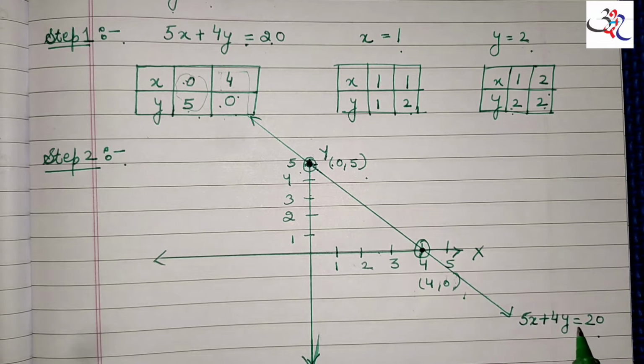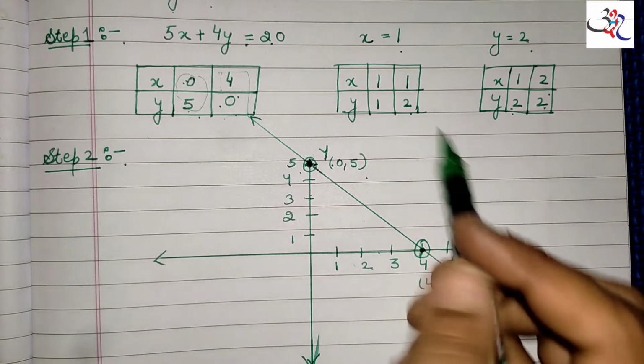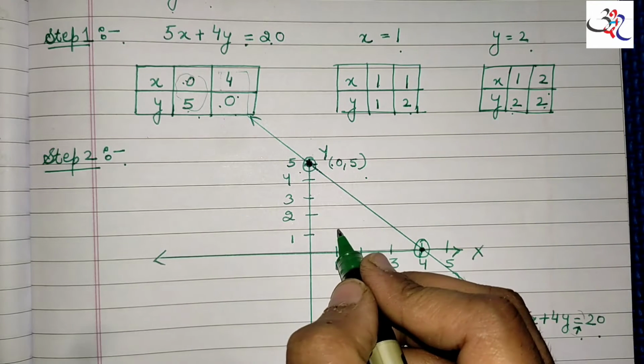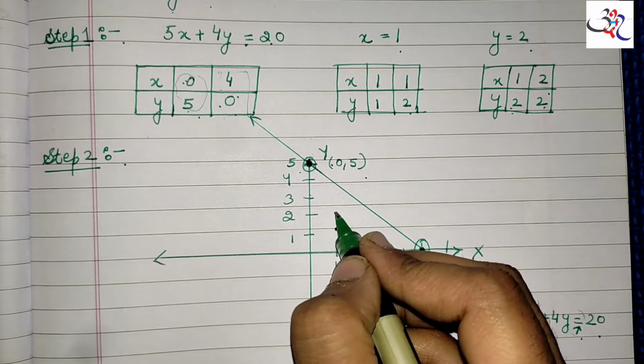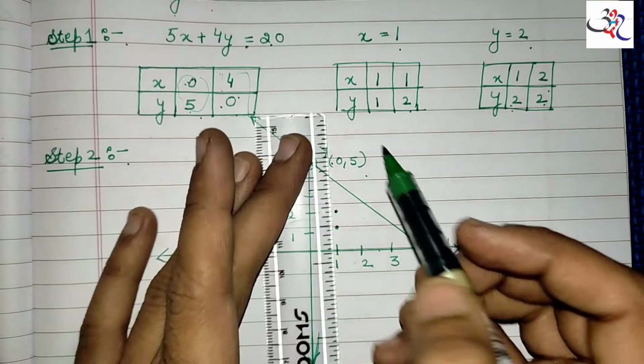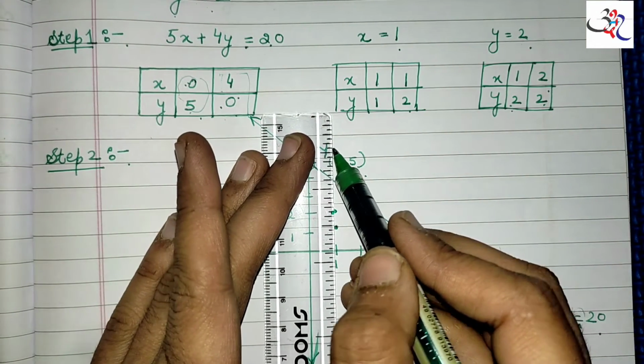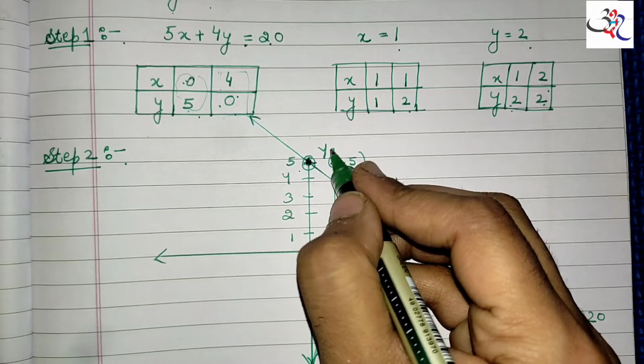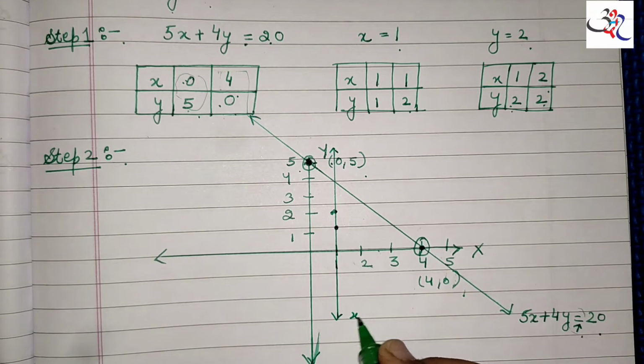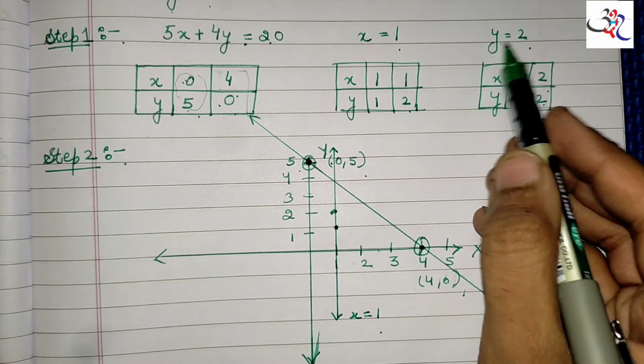Always remember, I have told you earlier also, use the equal to symbol here, do not use the inequality symbol. Next, x is equal to 1 means x will always be equal to 1, whatever the value of y, it doesn't matter. So this is my line, which is x is equal to 1. And what is the third equation?